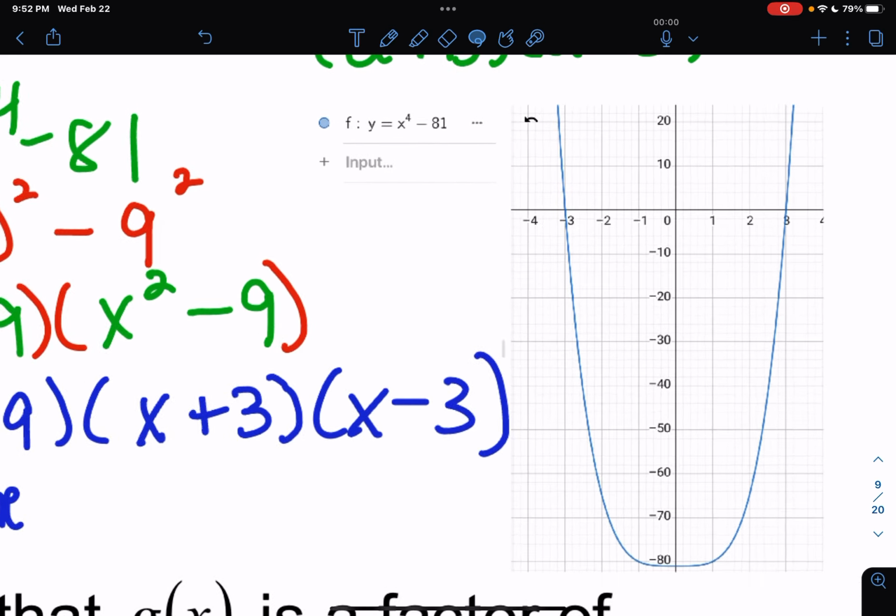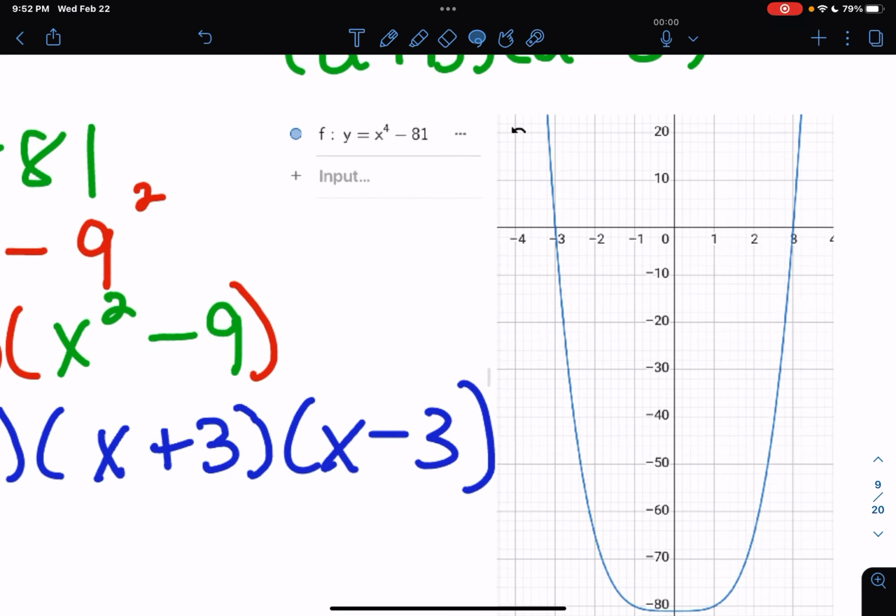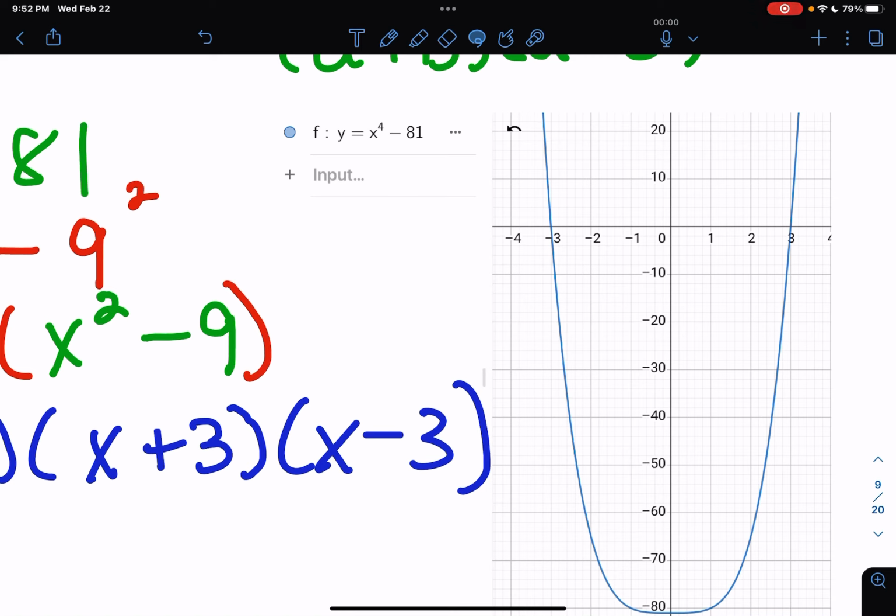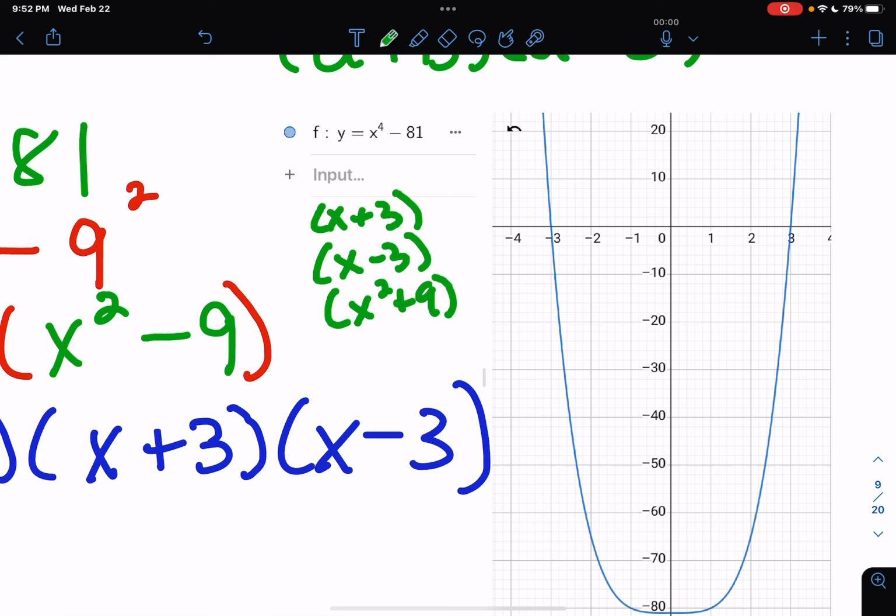And notice that if you graph y equals, or f of x equals x to the fourth minus 81, we found that x plus 3 is a factor, and x minus 3 is a factor, as well as x squared plus 9 is a factor. Now, these two linear factors correspond to the intercepts of your function.